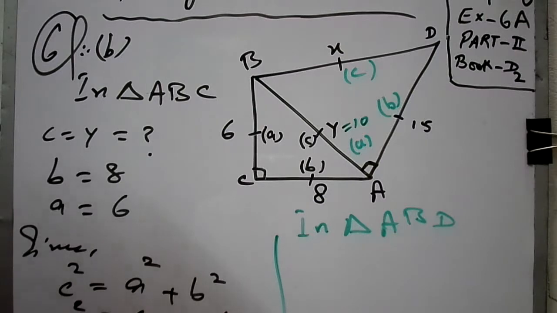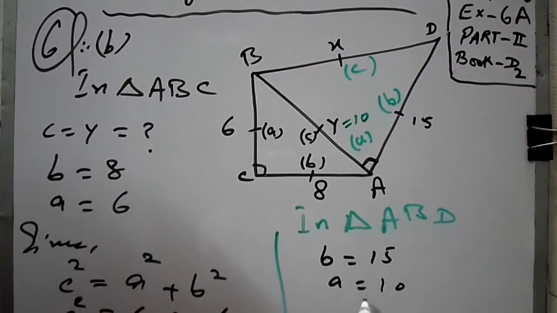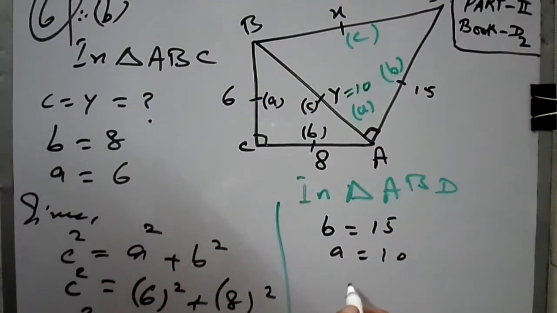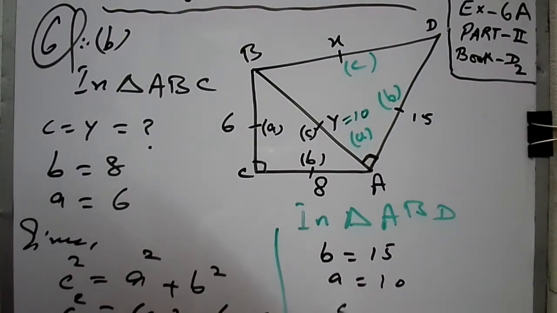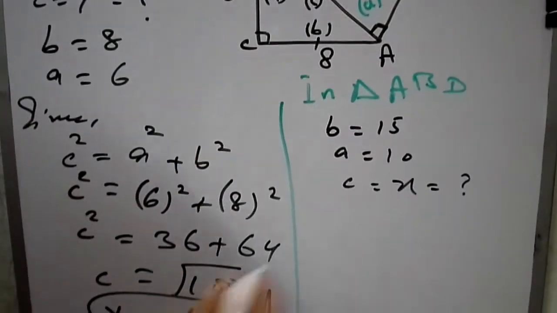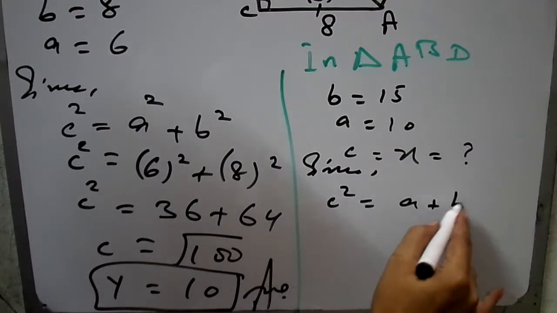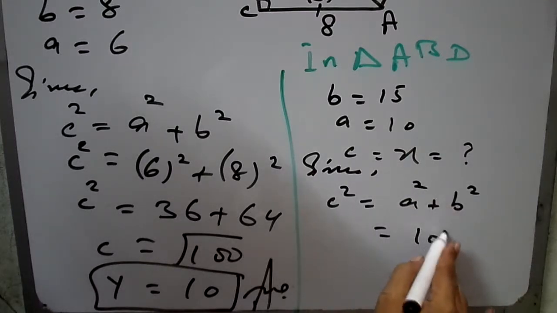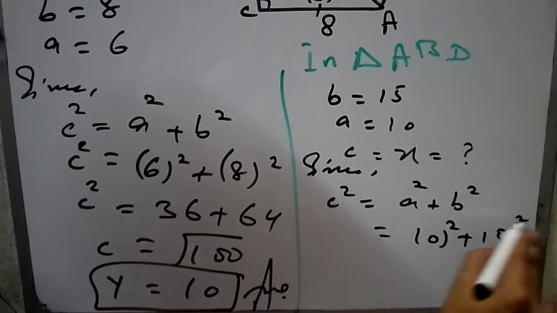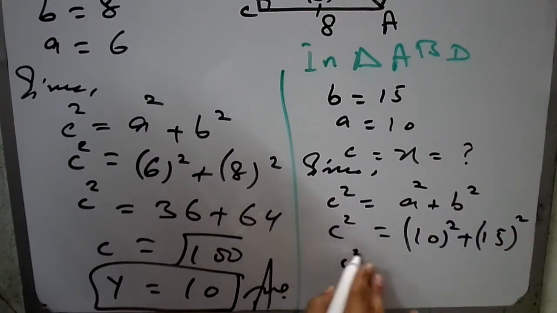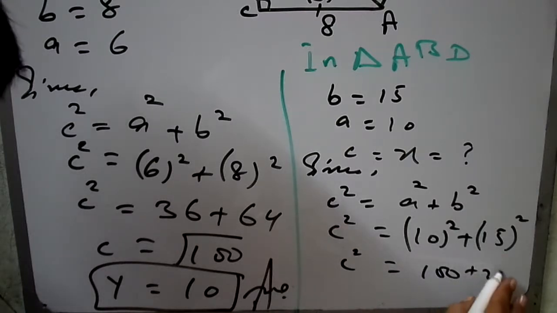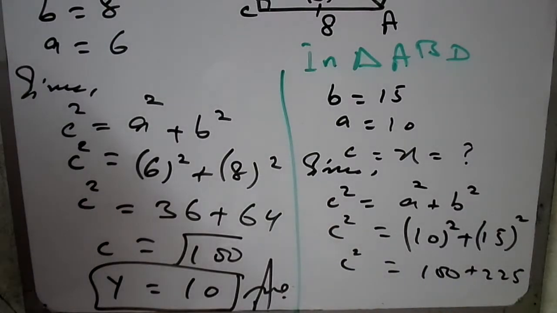In this triangle it is clear that the value of B is 15, altitude is 10, which we have just calculated. Here the value of C is equal to x, which is going to be found out. Since we have the formula C square is equal to A square plus B square, putting the values, you will get the value of C square, 100 plus 225.